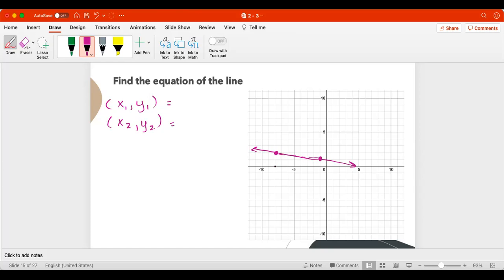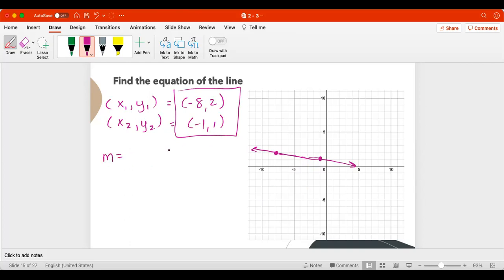Okay, well, -8 up 2, and then -1 up 1. Those are my 2 points. I don't have to graph this to actually figure out the equation of the line. If I just gave you these 2 points, that's enough. You don't have to graph anything, because you need to find the slope.